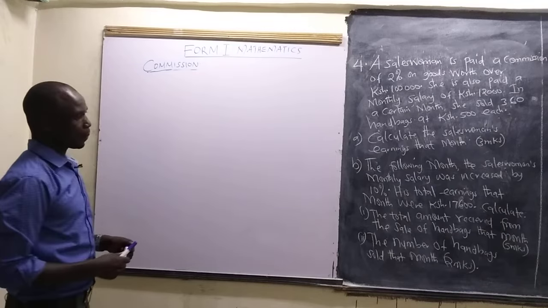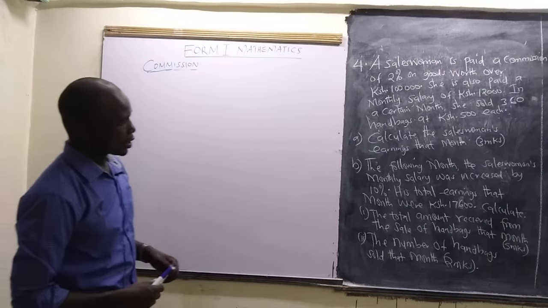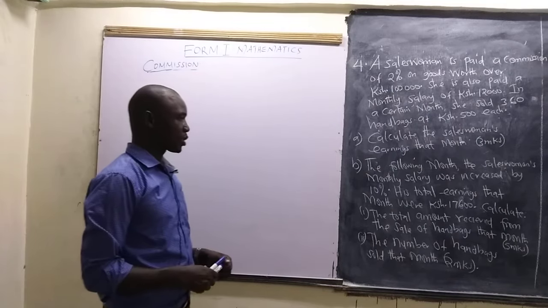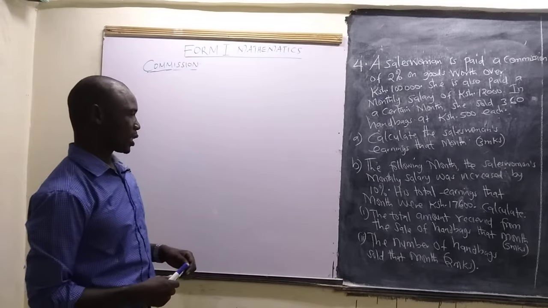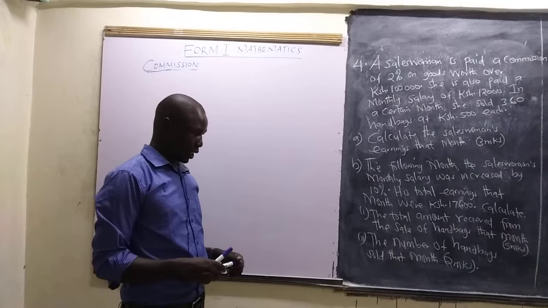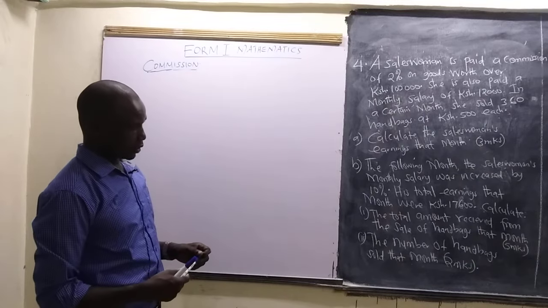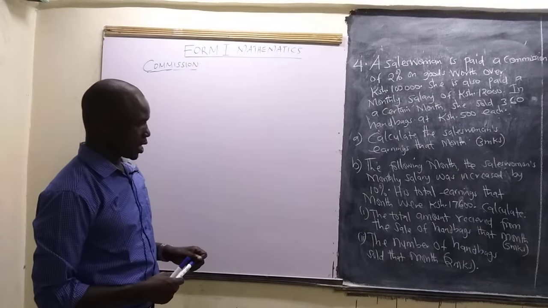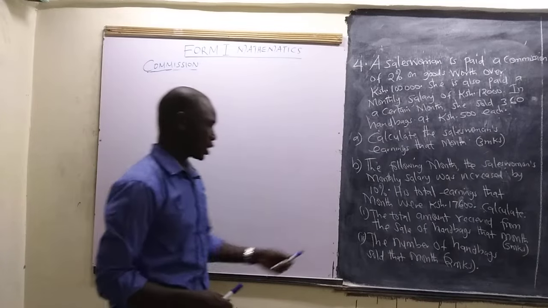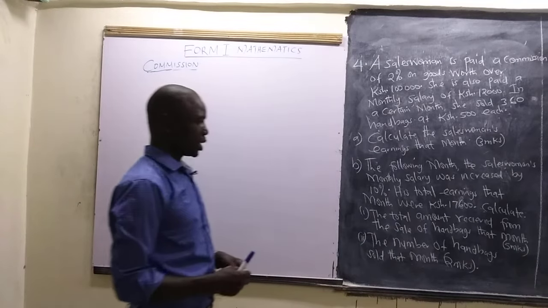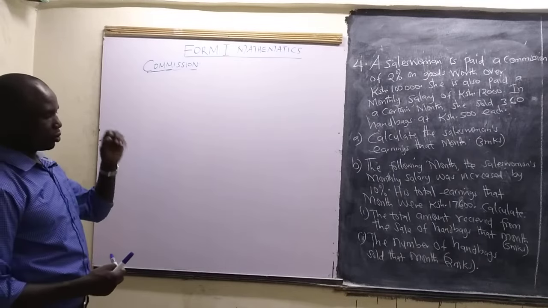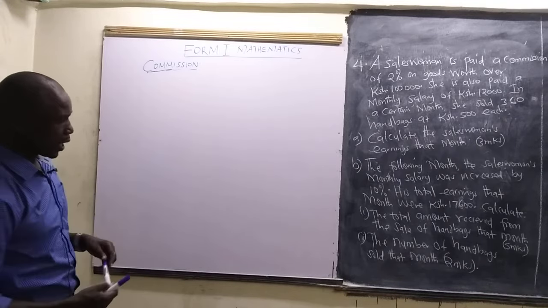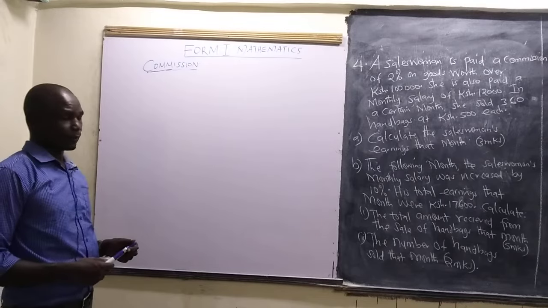Then part B: the following month, the saleswoman's monthly salary was increased by 10%. Her total earnings that month were equivalent to Kenya shillings 17,600. You are supposed to calculate, one, the total amount received from the sale of handbags that month, and two, the number of handbags sold that month.